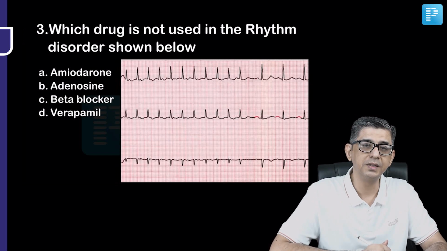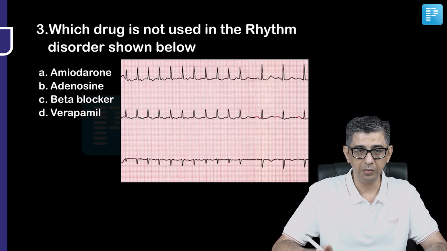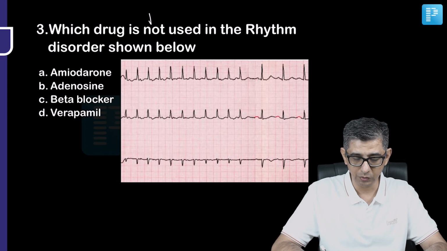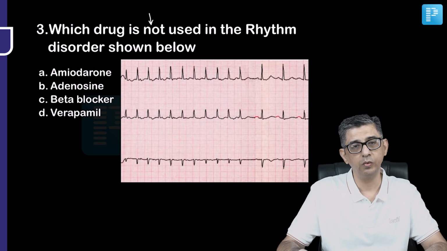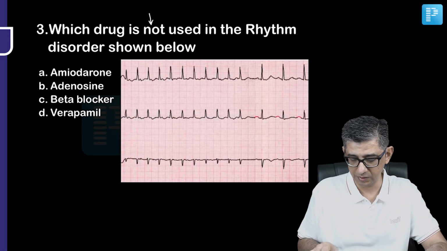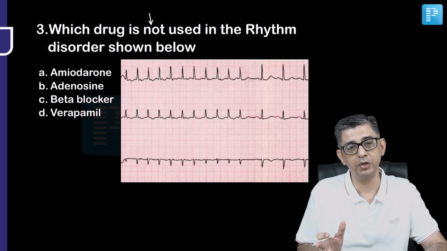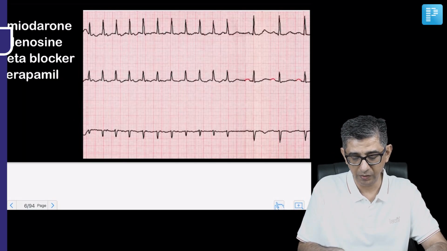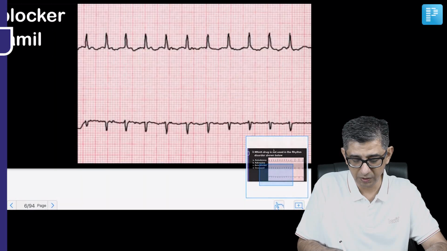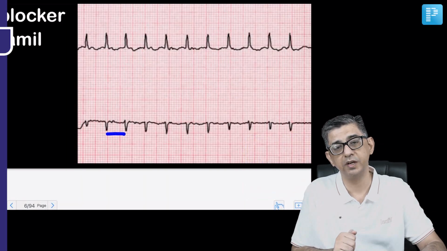Coming to the third one, he says, which drug is not going to be used in the rhythm disorder shown below. First and foremost, we'll pick up this rhythm disorder, and then subsequently work out the answer to this question. As I've told you multiple times, what you should always do is count the number of large squares between the R and the R. If I just zoom it in for your convenience, this would be approximately 1.5 large squares.